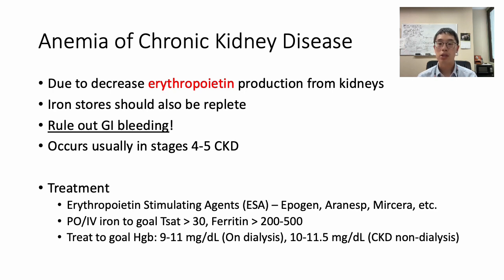For dialysis patients, we typically aim for a hemoglobin level between 9 and 11, and for non-dialysis chronic kidney disease patients, we typically try to aim for a little bit higher hemoglobin level between 10 and 11.5.